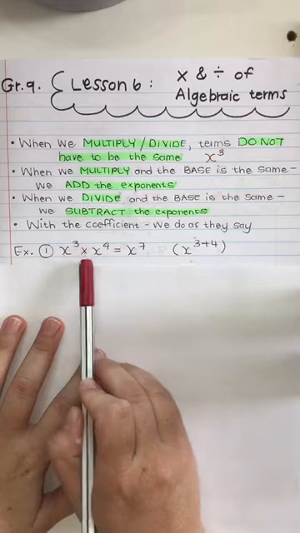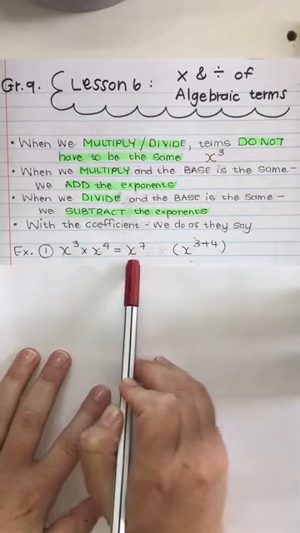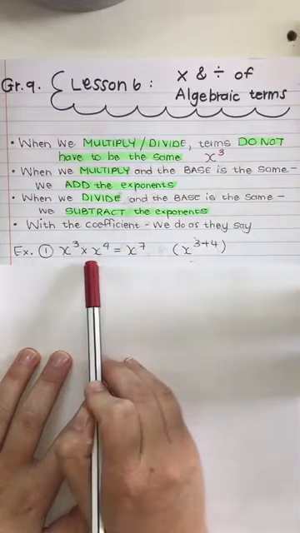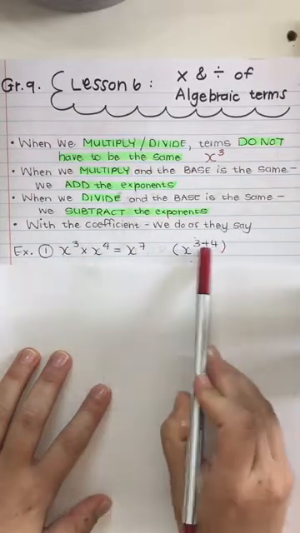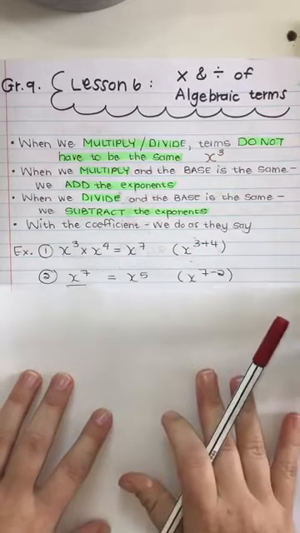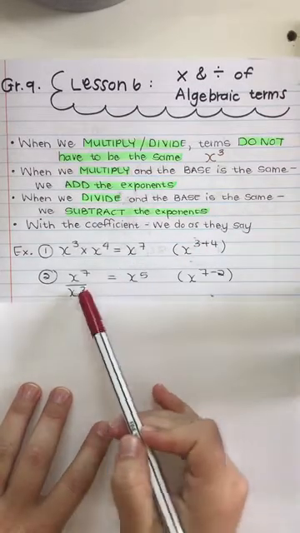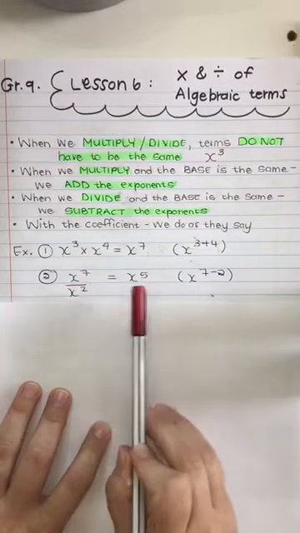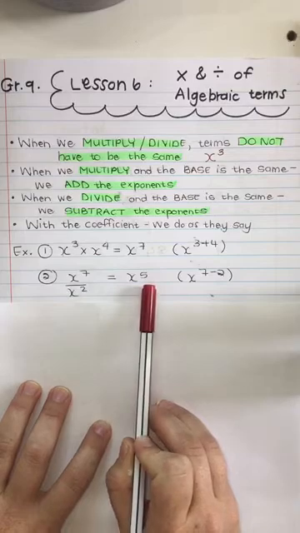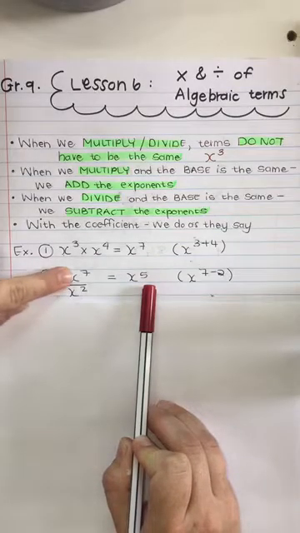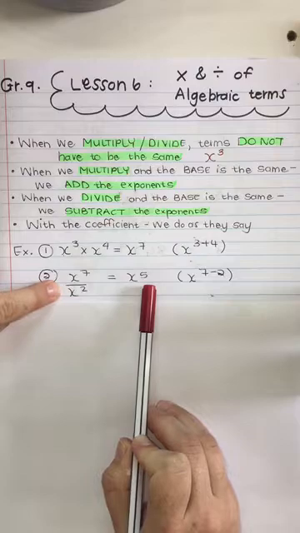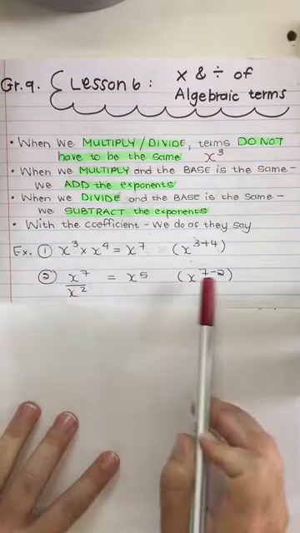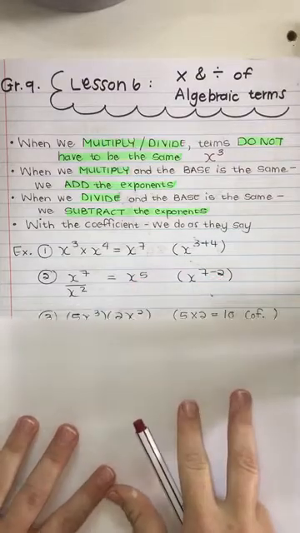x to the power of 3 times x to the power of 4 equals x to the power of 7, because our rule says if we multiply and the base is the same, we add our exponents. Now we divide terms. This is going to be equal to x to the power of 5 because when we divide, we have to subtract the exponents. But very important, the bases must be the same. So 7 minus 2 equals 5.